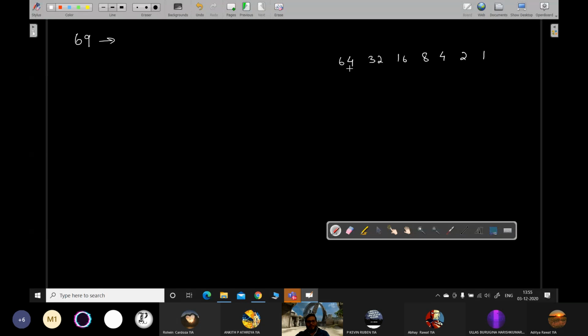64. तब 32 करोगे तो ज्यादा हो जाएगा. 16 करोगे तो it will exceed. 8 करोगे तो it will exceed. 4, 64 plus 4 will give you 68, and then 1 you will add, get 69. So only this and this will be 1. Rest will be 0. Okay. Now, one more 0 and 8, sorry, I forgot. ठीक है? So 1 0 0 0 1 0 1.